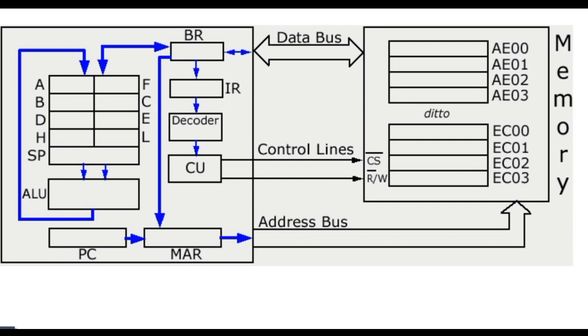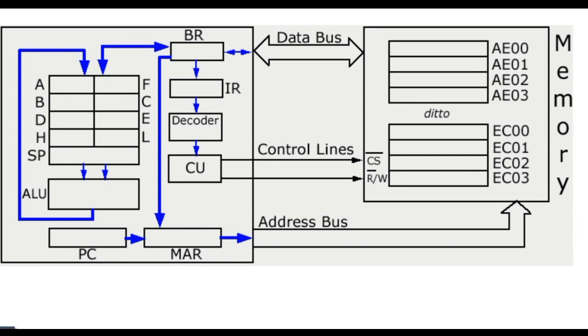Now for argument's sake, I'm going to say that this particular code is going to be placed in this memory location here, which has the address AE00. Now for a microprocessor system to work, it needs to know the address of the first instruction it's going to execute in any program. So this address here, AE00, will have to be placed in the program counter, which is this register here. So the program counter will have placed within it the address AE00.